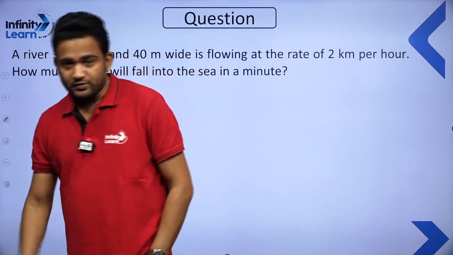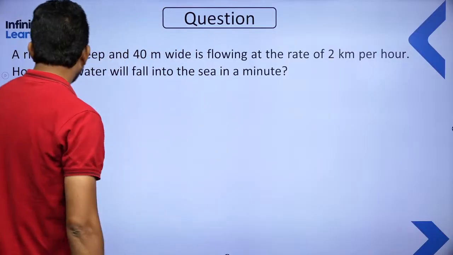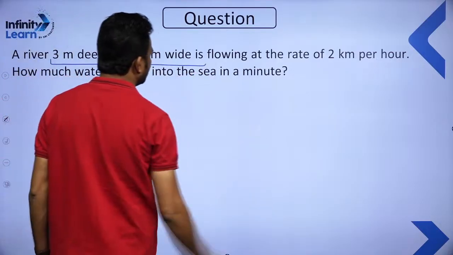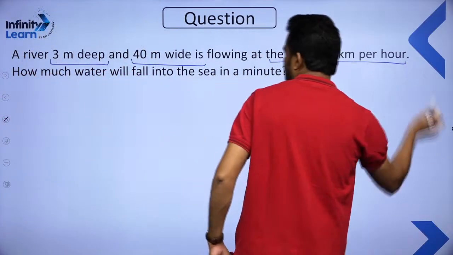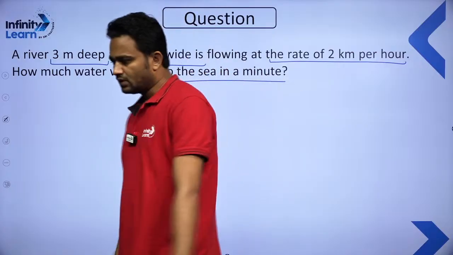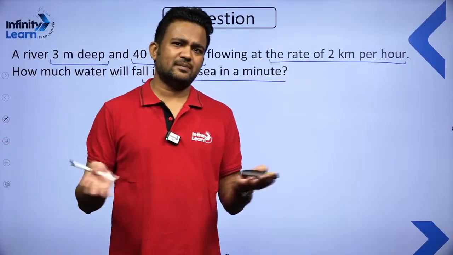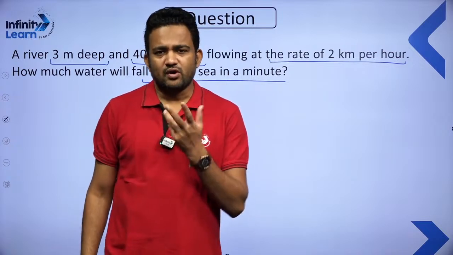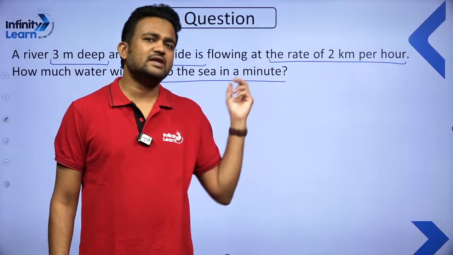So again, this is an important question, the river question. A river 3 meter deep, 40 meter wide is flowing at the rate of 2 kilometer per hour. How much water will fall into the sea in a minute? So what is the problem? If the question is to find the capacity of a tank, or the capacity of anything whose shape is given, then by using the formula to find the volume, we can find the capacity. But what is the problem? How will we find the capacity over here?